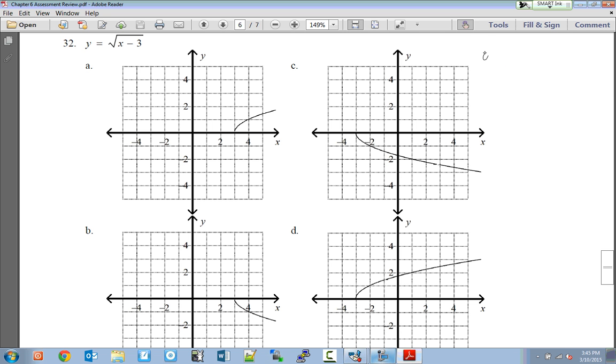All right, so again, our parent function is y equals square root of x. So again, we know it looks like this. And of course, this negative 3, since it's inside the parentheses with x, that means it moves it left or right. And since it's a minus, that means it moves to the right 3 units. So we know it's going to go upwards, so we know we can't have C or B. A has been moved to the right 3 units, whereas D has been moved to the left 3 units. So the answer for number 32 is also A.